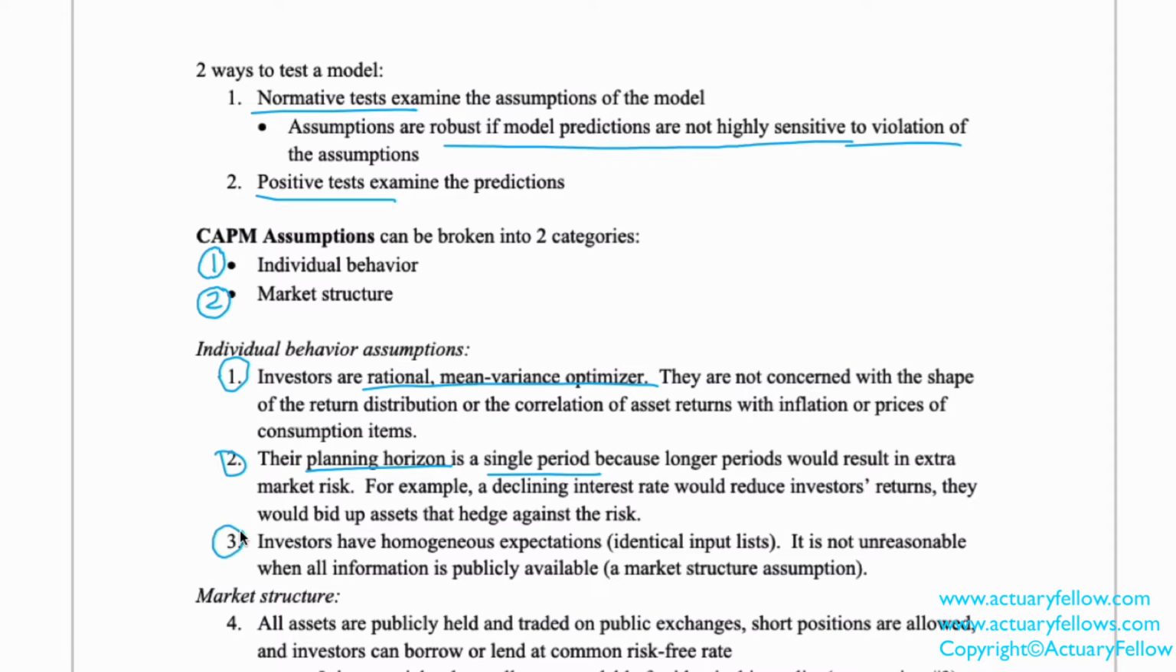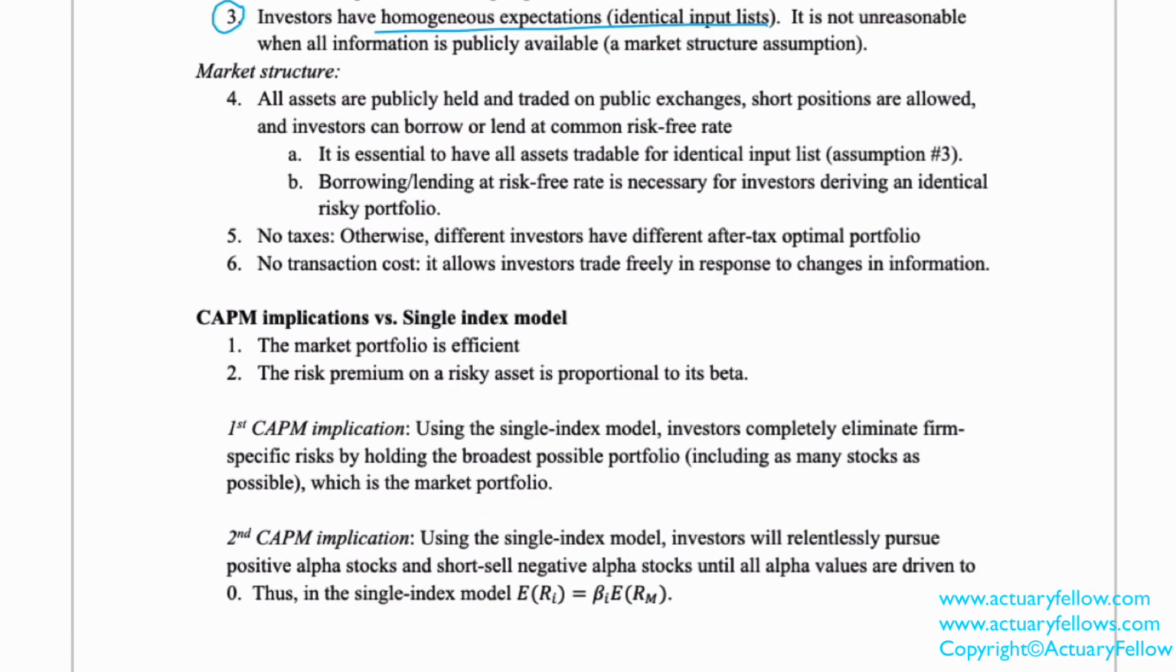The third assumption: investors have an identical input list, so they have homogeneous expectations. That's why they arrive at the same optimal risky portfolio we mentioned earlier. It's not unreasonable when all information is publicly available. The next three assumptions are on market structure. The fourth assumption: all assets are publicly held and traded so that investors arrive at the identical input list. The fifth assumption: no taxes, otherwise different investors have different after-tax optimum portfolios. The last one: no transaction cost, investors can trade freely.